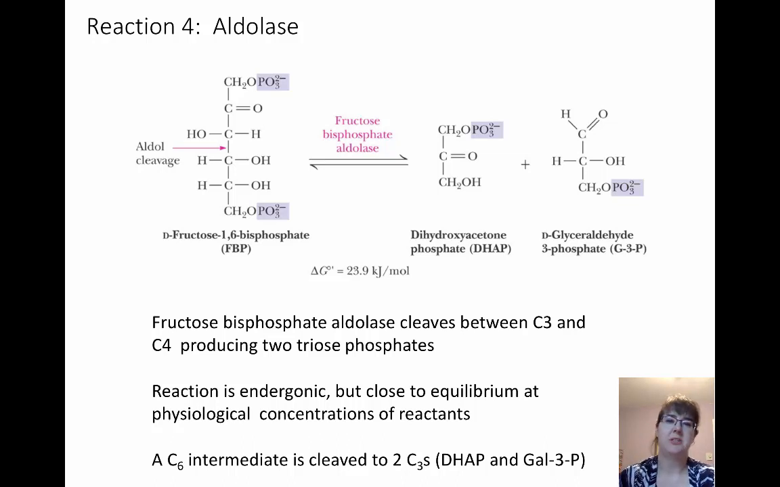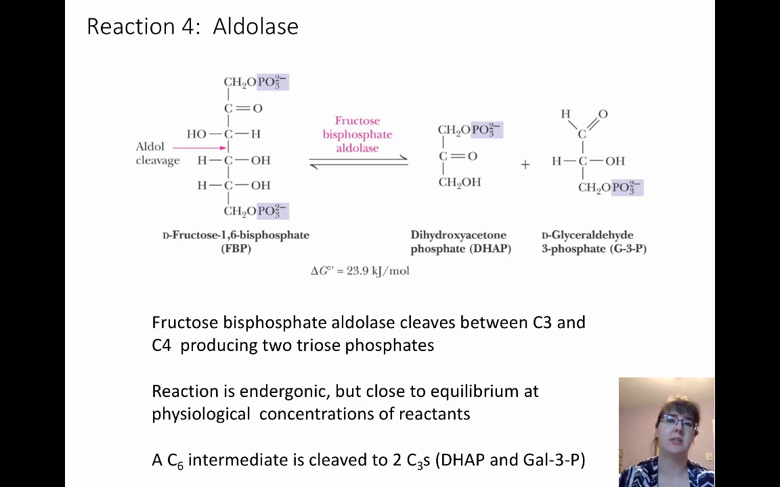The last two reactions for phase one start here with reaction 4, aldolase. What's happening here is we're going to have fructose bisphosphate aldolase, which will go ahead and cleave our fructose 1,6 bisphosphate into two different products, dihydroxyacetone phosphate and glyceraldehyde 3 phosphate. What it's going to do is cleave between the C3 and the C4 carbons, giving you two triose phosphates.